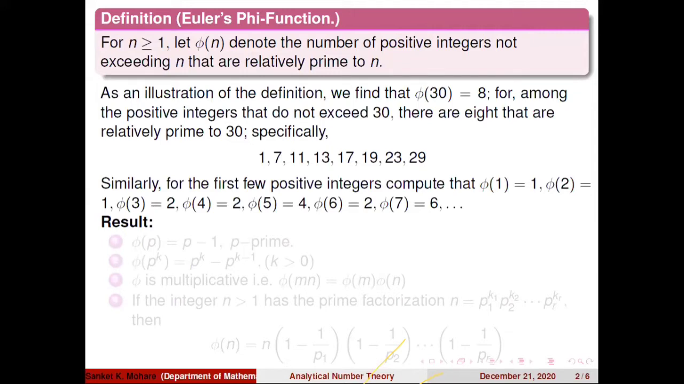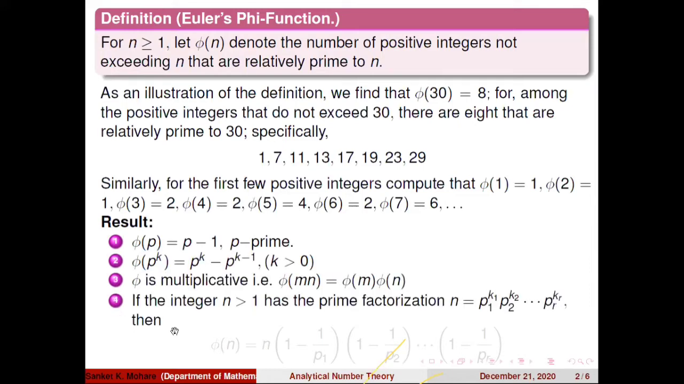There are some results to calculate Euler's phi function. Phi of p is equal to p minus 1, where p is prime. We discussed this earlier. Phi is multiplicative, meaning phi of mn is equal to phi of m into phi of n, where m and n are any two positive integers.